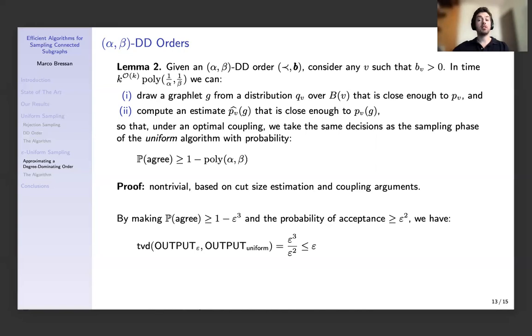So with this probability, the two algorithms choose the same graphlet from the bucket of V, and they also agree on the fact of accepting it. This holds with probability 1 minus epsilon cube. And since I can show that the probability of acceptance is at least epsilon squared, by conditioning, after acceptance we are epsilon close to the output distribution of the uniform algorithm. And that proves that our algorithm is epsilon uniform.